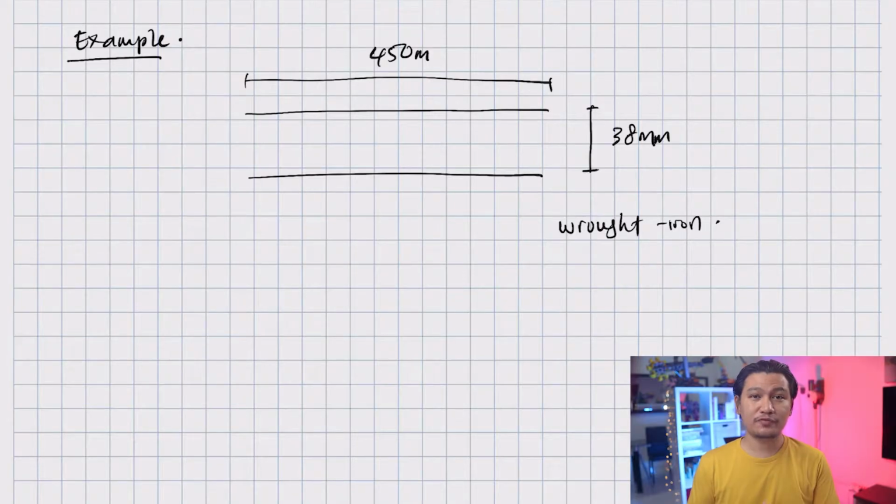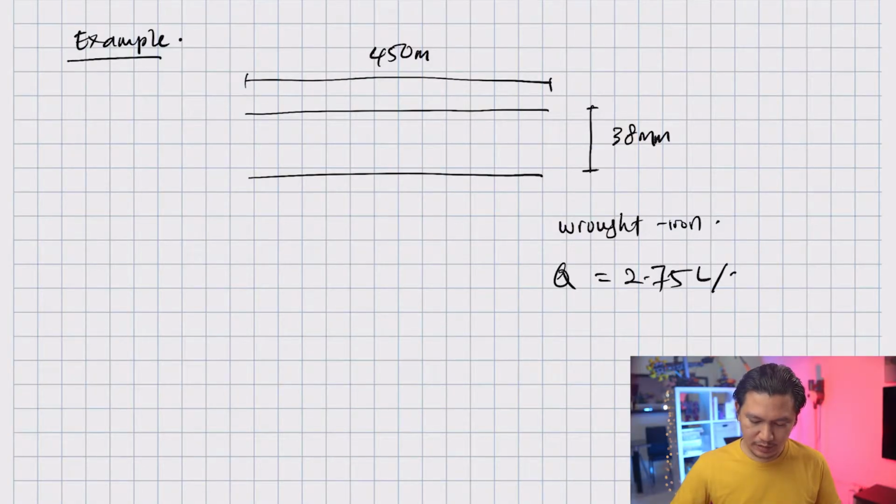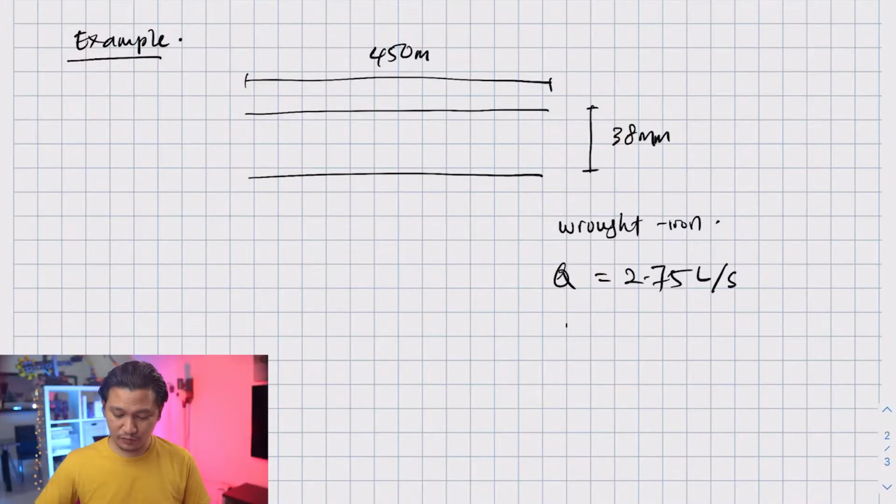When you are trying to find the major loss, you know that you are going to require the friction factor. And friction factor depends on Reynolds number and also the relative roughness. That is why when you need to know the relative roughness, you need to know what material they use to build the pipe. And the flow rate inside this pipe is 2.75 liter per second. The question is looking for the major loss, that is the head loss, and also the pressure drop.